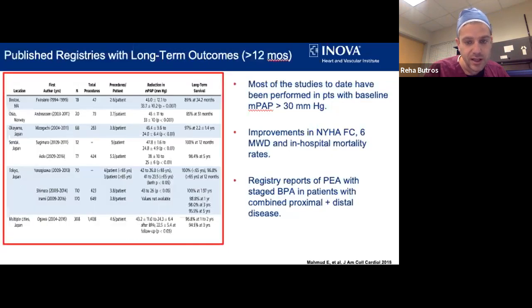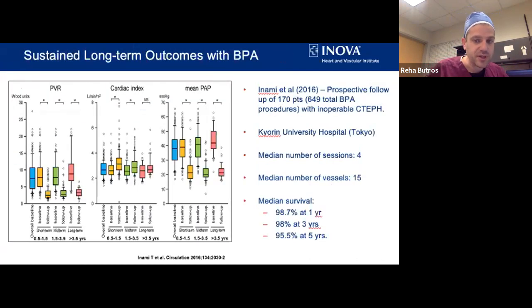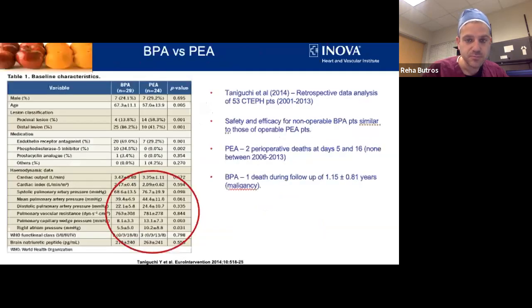And the results are also sustained. So they studied these patients up to 3.5 and 5 years. And the PVRs, the cardiac index, and the mean pressure were all improved. But more importantly, they were sustained improvements, and they stayed that way.